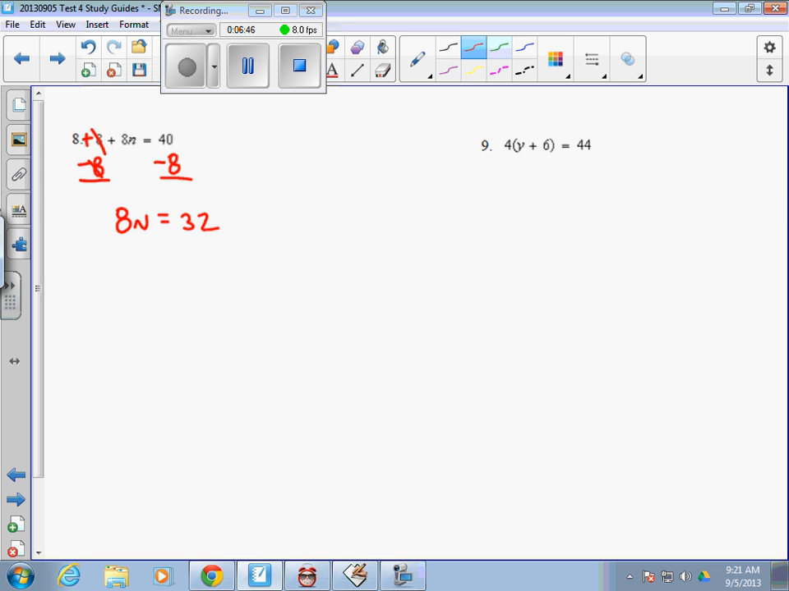Get rid of 8 times something by dividing by 8. Do it to the left, do it to the right. N is 4.